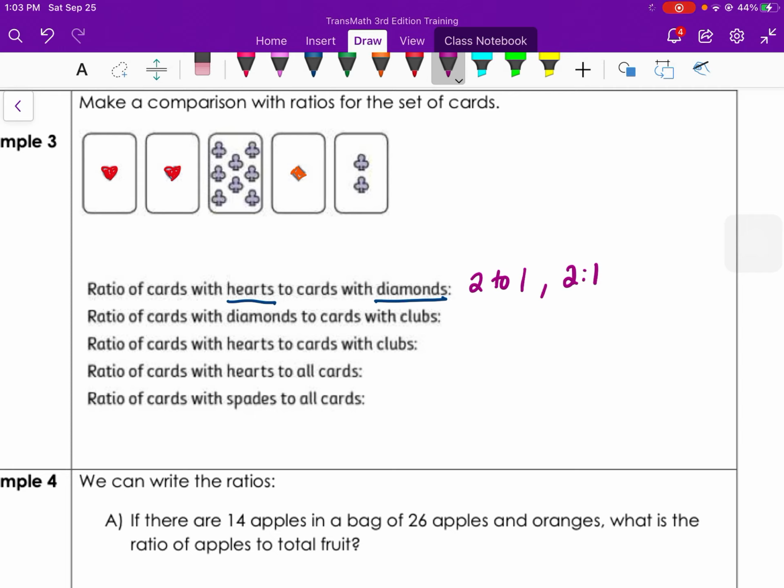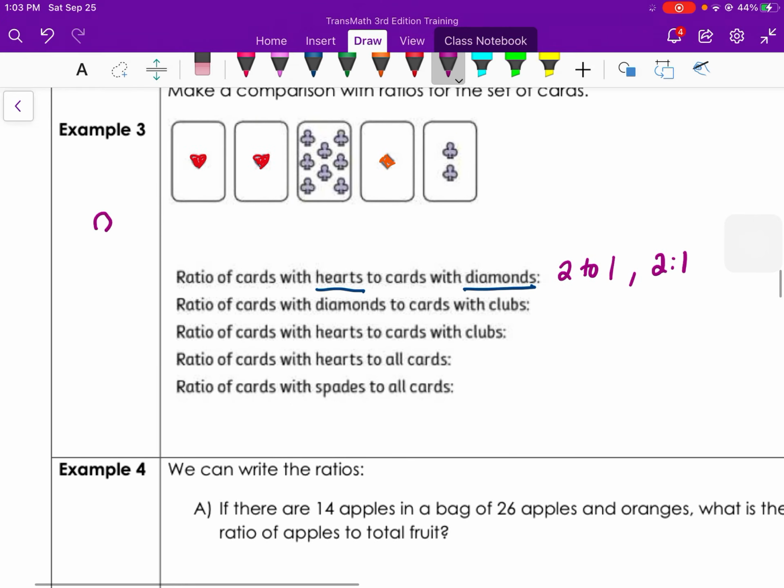Cards with diamonds to cards with clubs. So clubs are this symbol that you see, kind of looking like a snowflake or four-leaf clover. That's clubs. If you're looking at more cards, there's an upside down one. That's called spades. So we have the hearts, diamonds, and then those are clubs, and those are spades. So diamonds to clubs, there is 1 card with diamonds to 2 cards with clubs. So I'm just counting the number of cards.